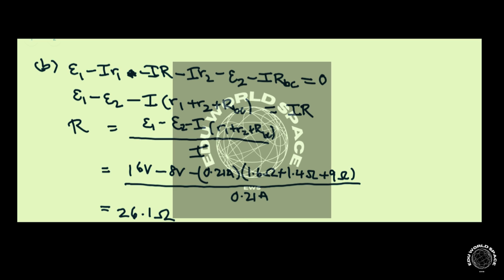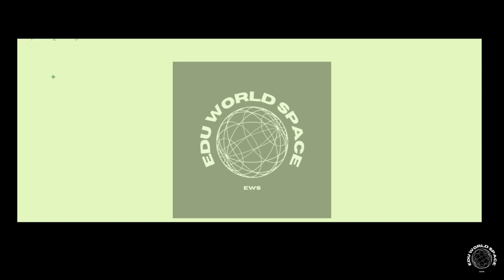And now we're going to tackle part C of the problem on the next page. So in part C, they're asking to give a plot of the potential rise and drops in the circuit, and they cross-reference figure 25.20, so you can use that as a reference.